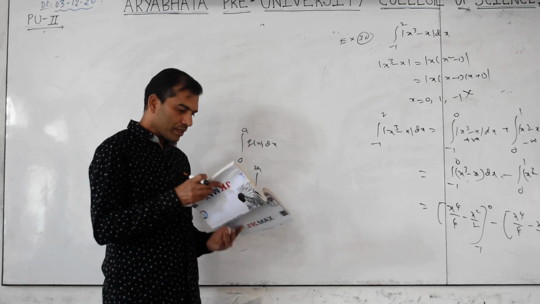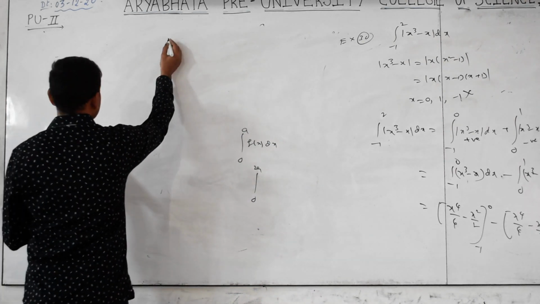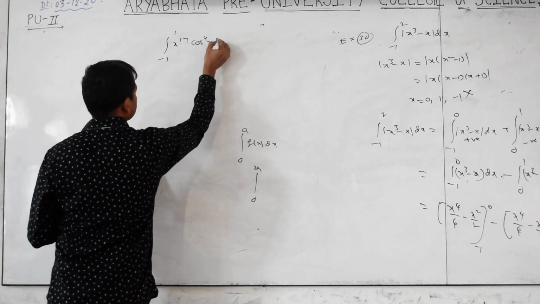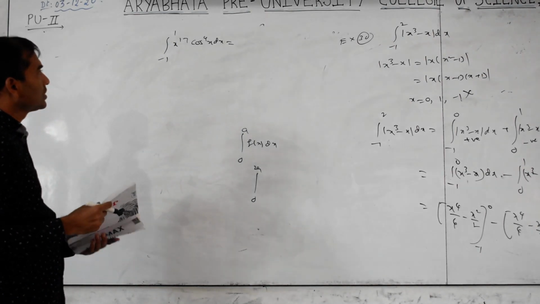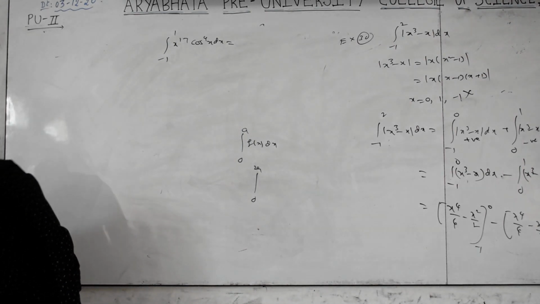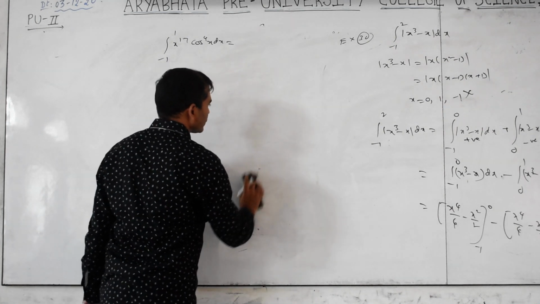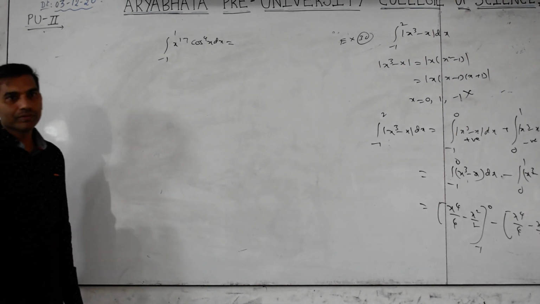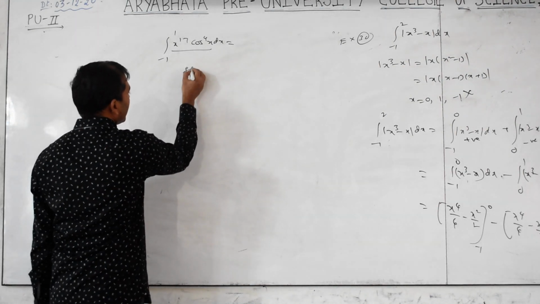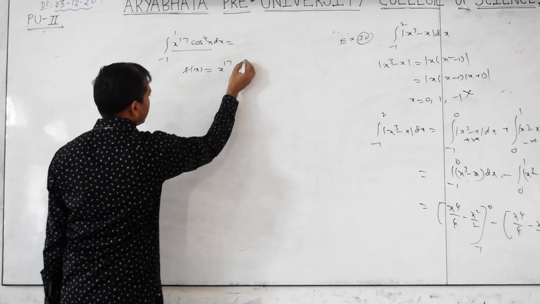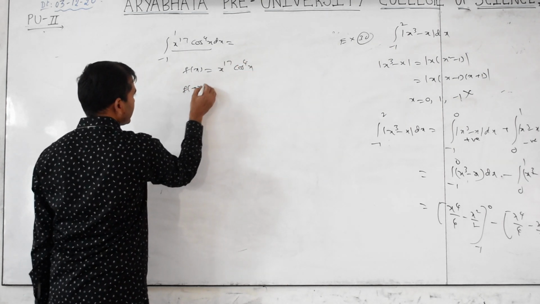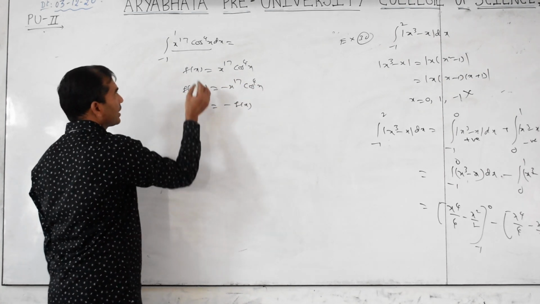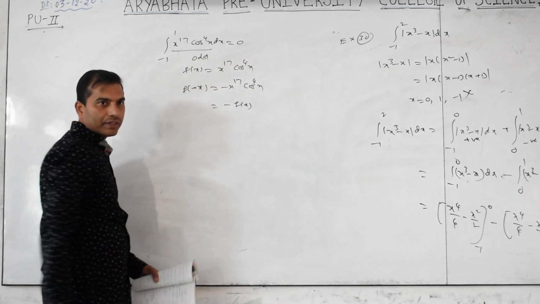One more extra: the integral from -1 to 1 of x power 70 cos power 4x dx equals zero. Why? Because let f of x equal x power 70 cos power 4x. Put x equal to minus x: we get minus x power 70 cos power 4x, which equals minus f of x, which is an odd function. So the value becomes 0.